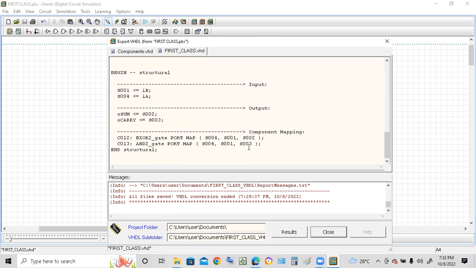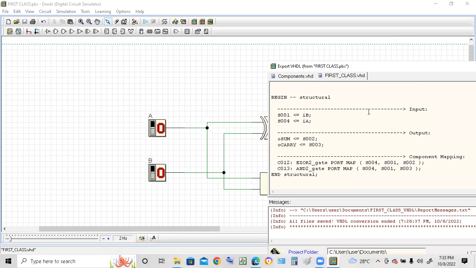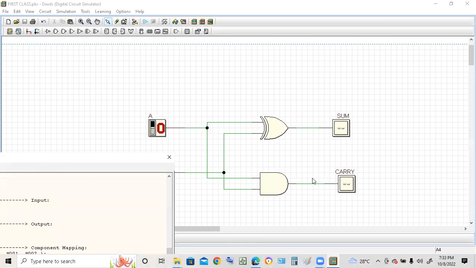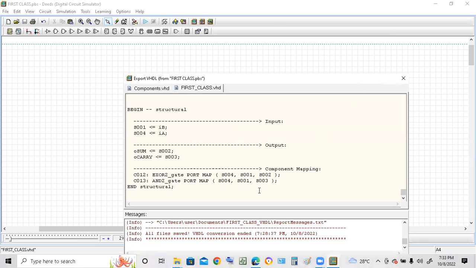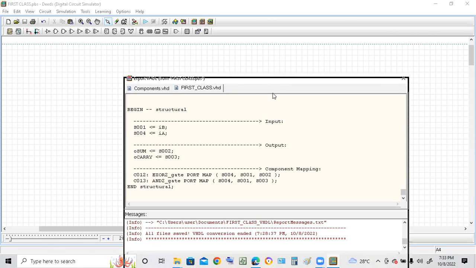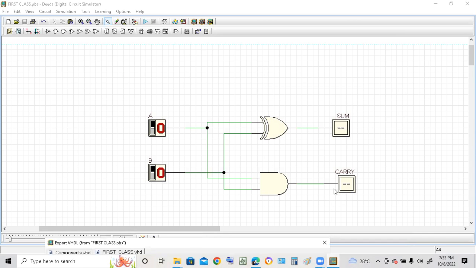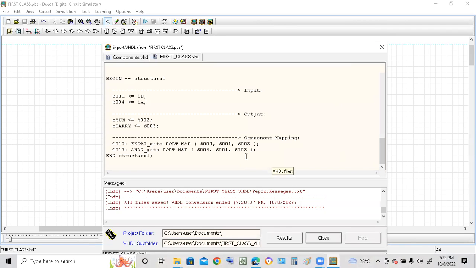And the AND gate port map is 004, 001, 003. So one of them works with two and one of them works with three. S002 is for the XOR gate. Take a look at the XOR gate, S002. So just bear in mind, let me see if I can move it. Yes, S002. S002 works with this gate. So S002 works with the XOR gate. And S003 works with the AND gate. Right? And that's how it's set out in the structure.